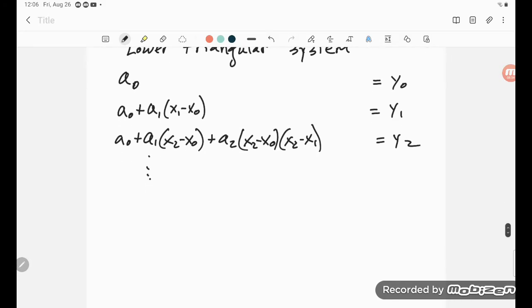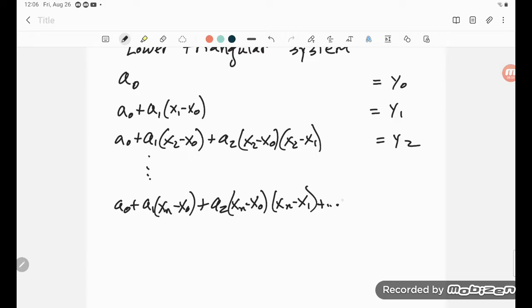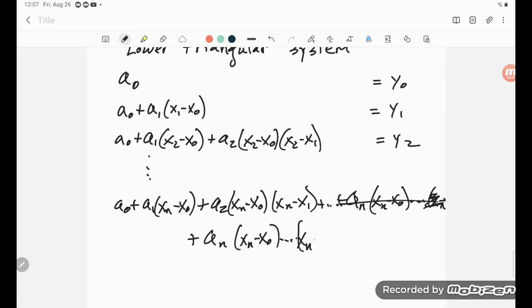And dot, dot, dot, we'll keep going this way, and we'll get this last one, a0 plus a1 xn minus x0 plus a2 xn minus x0 xn minus x1 plus dot, dot, dot, plus our an times xn minus x0 dot, dot, dot, times xn minus xn minus 1, and that all equals y sub n. Oh, I'm at the end of the page, so sorry.